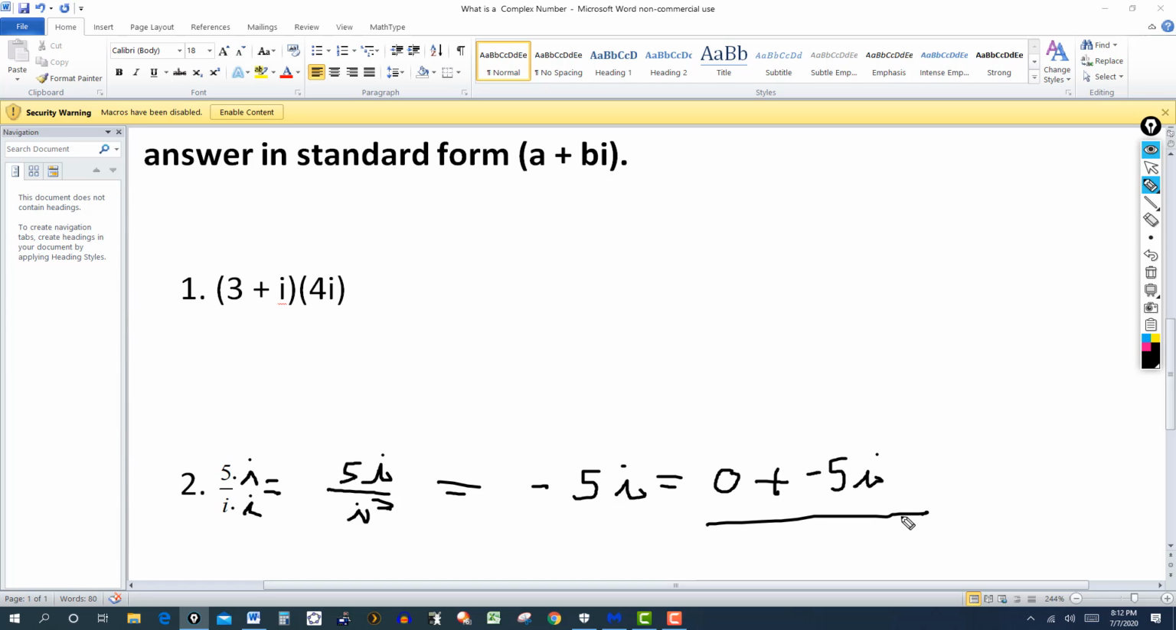Okay. These are just basic operations. Like I said, you could take an advanced course in complex analysis and deal with complex functions and so forth. But we're just going over the basics here.